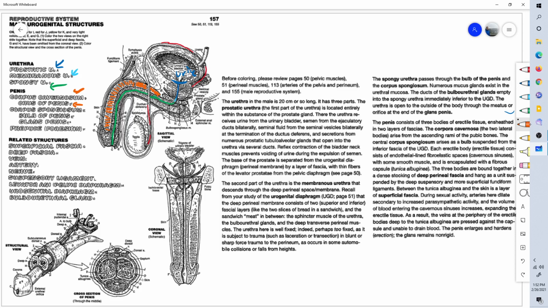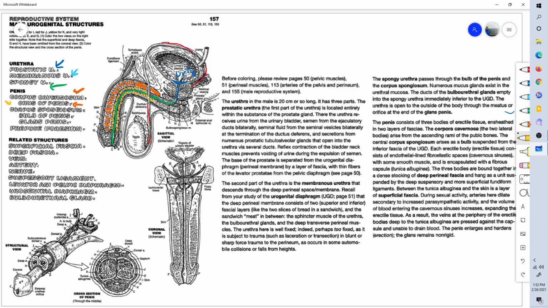Now, behind the corpus cavernosum is the corpus spongiosum of the penis. And the corpus spongiosum is this area here. And it, like the corpus cavernosum, is spongy and cavernous. In other words, it can be filled with blood. It's got a lot of extra space to be filled with blood.